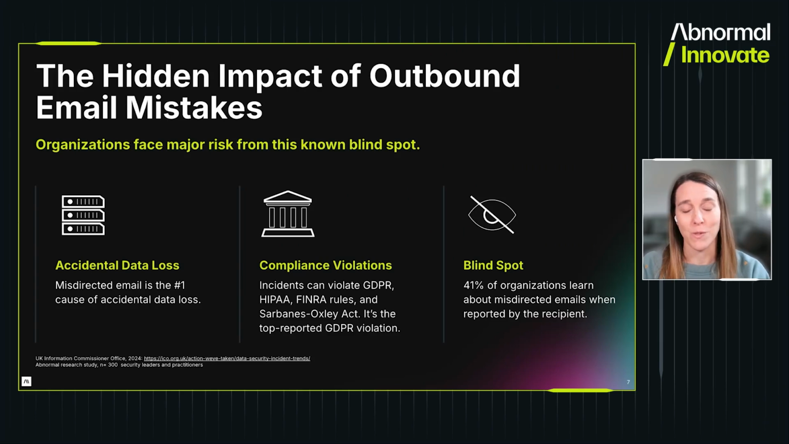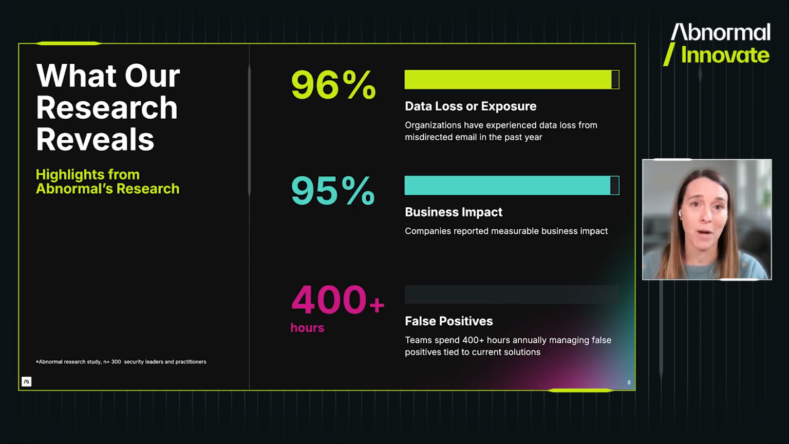There's a major risk associated with misdirected emails. Misdirected emails can have a huge impact on the organization. It's actually the number one cause of accidental data loss. And these incidents can violate GDPR, HIPAA, FINRA rules, and more. It's actually the top reported GDPR violation. And it's a known blind spot. 41% of organizations learn about misdirected emails when it's reported by the recipient. Can you imagine that you have this risk surface area that you only find out about when the recipient lets you know? It's a huge problem.